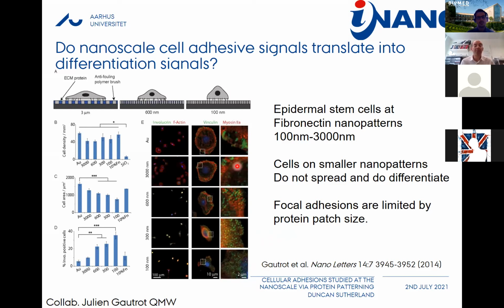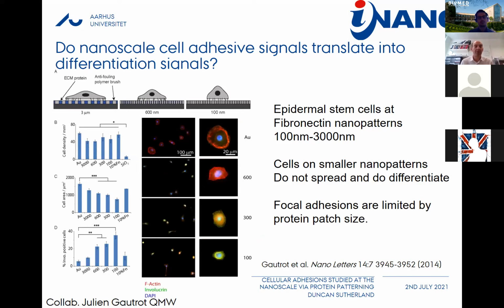And so at the same time as we're having this control of the focal adhesions, we see correspondingly that the cell's ability to link up to those focal adhesions and to form actin cytoskeleton is also altered. So these epidermal stem cells are sitting at the basal membrane of skin, and they will differentiate into keratinocytes. And so we can look for markers for that keratinocyte differentiation.